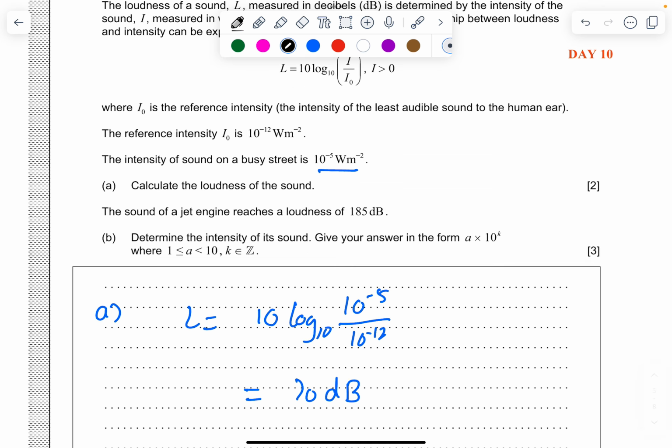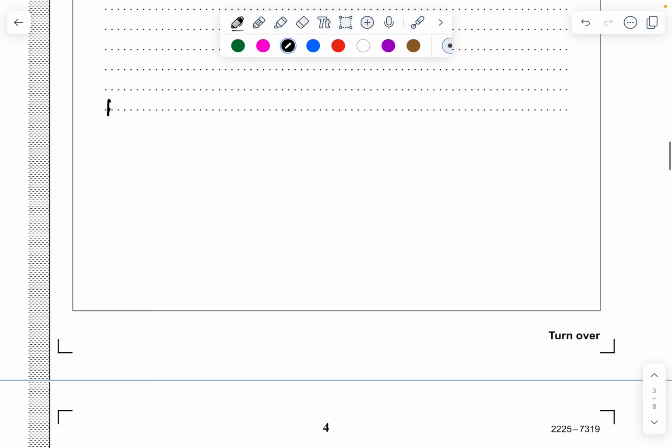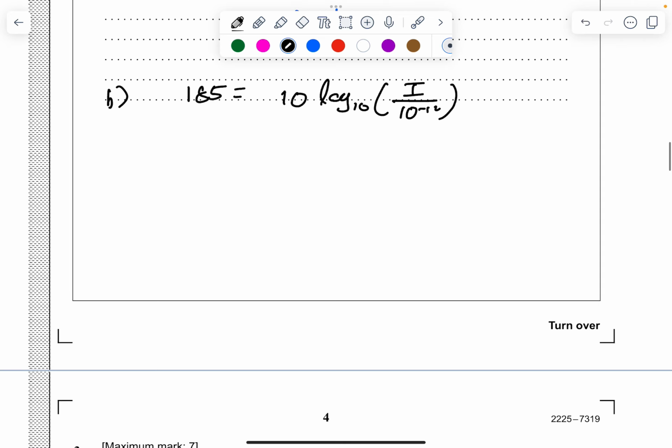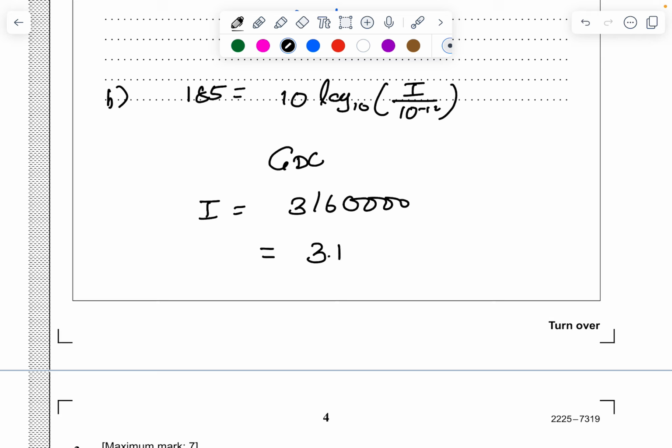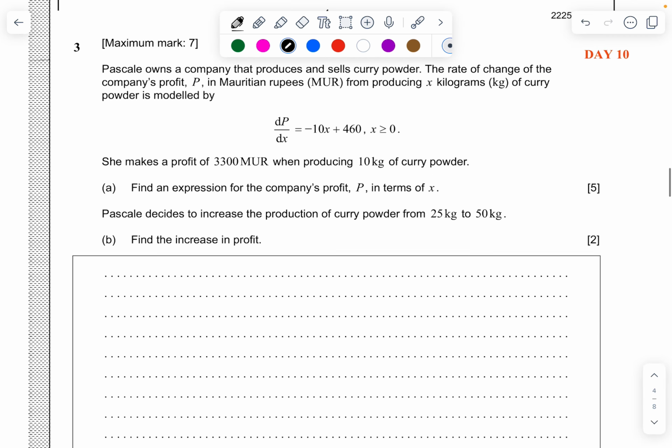Now the sound of a jet engine is 185. Determine the intensity of its sound. So 185 equals 10 log base 10 of I divided by 10 to the power of minus 12. So use the equation solver on the GDC. Then you should be getting the I value as 316 followed by 4 zeros, which is 3.16 times 10 to the power of 6. That's going to be the answer.